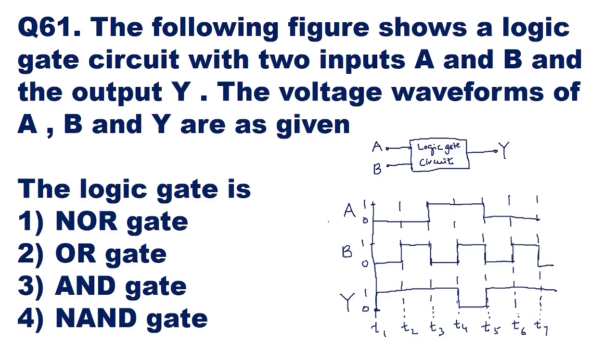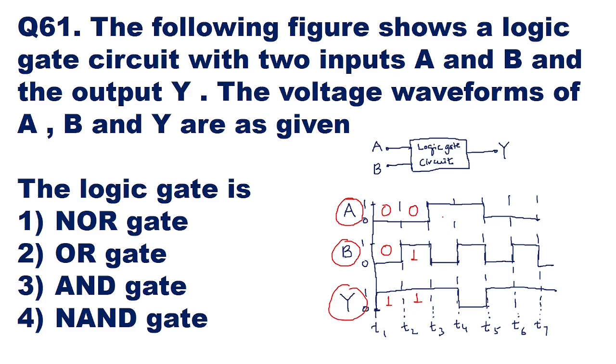So here if you see this waveform, the first waveform is of input A, the second waveform is of input B, and the third waveform is of output Y. Now if you see the voltage levels in the first time interval, the voltage level of A is logic 0, B is logic 0, and the output Y is logic 1. In the second interval, input A is at logic 0, input B is at logic 1, and the output Y is at logic 1.